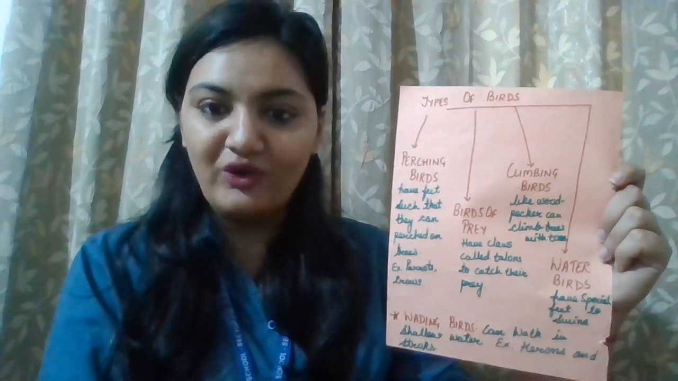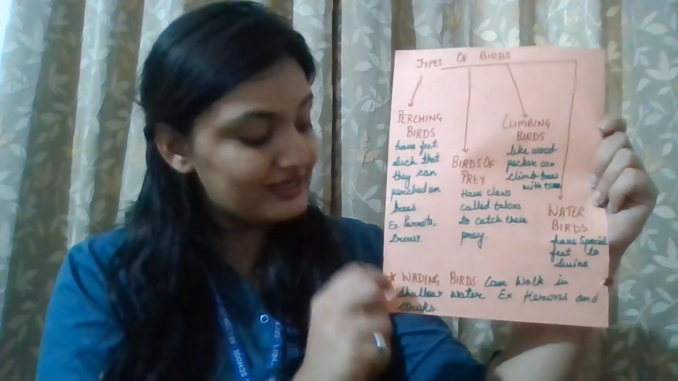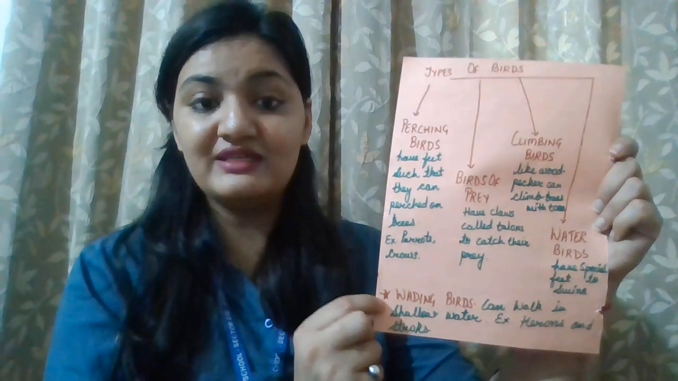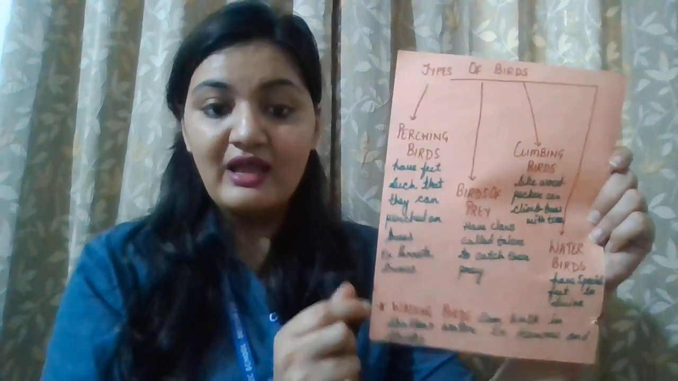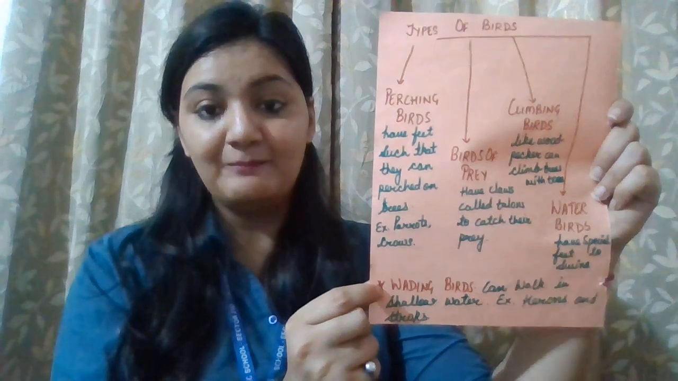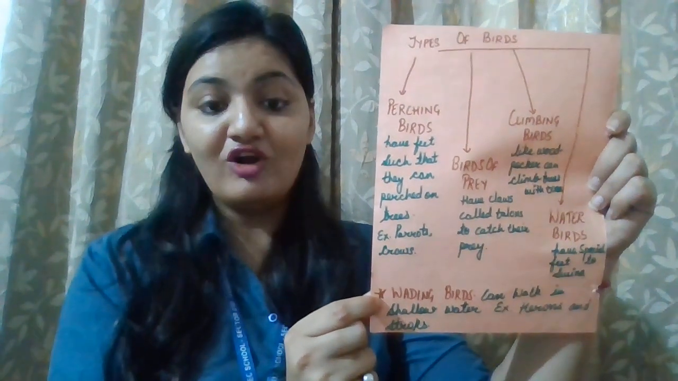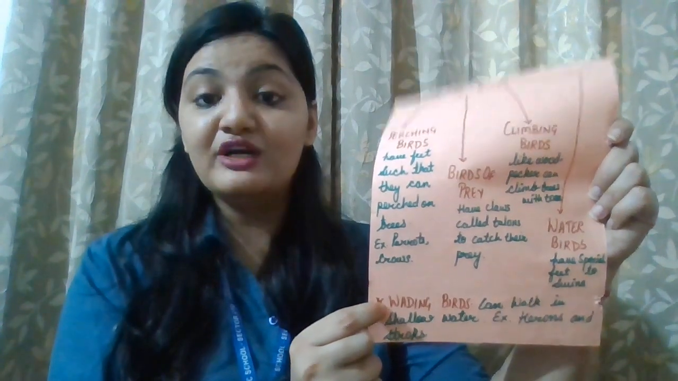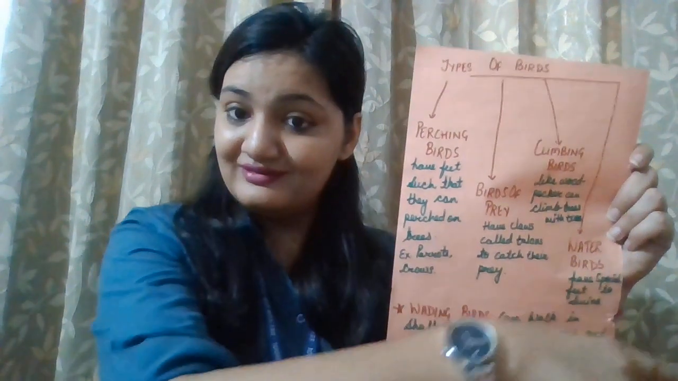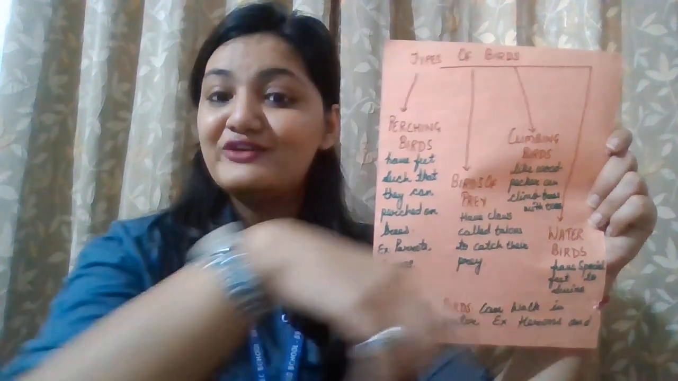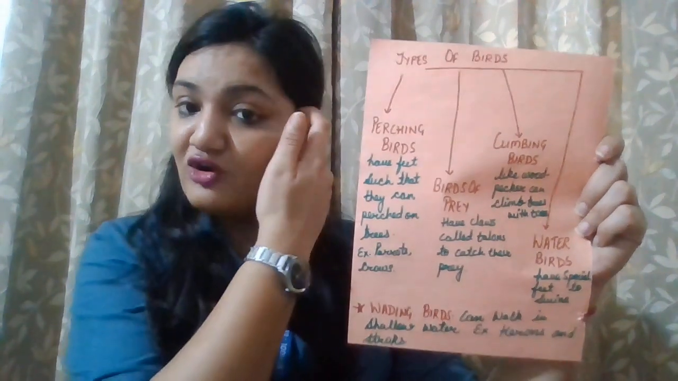Then comes a very beautiful one. You must be thinking that all others are in the flow chart. Ma'am has kept this one as a star because this particular type of bird I like a lot, because this is a kind of bird which can walk on water. It's amazing. Walk on water. How are they able to walk on water?